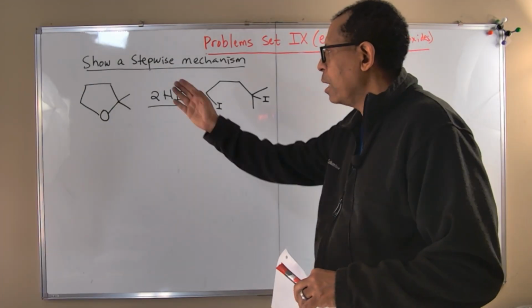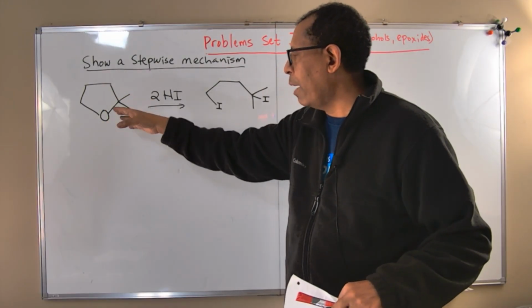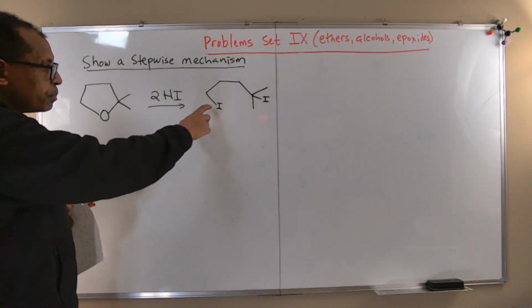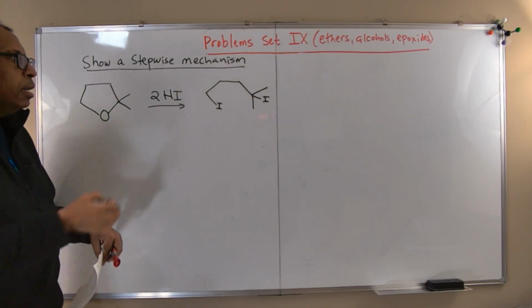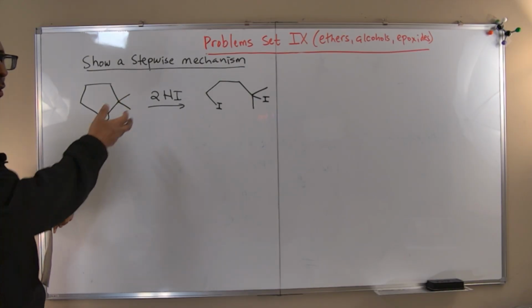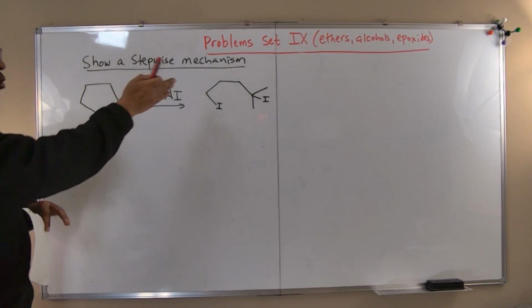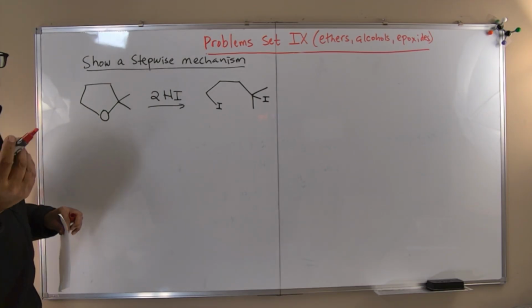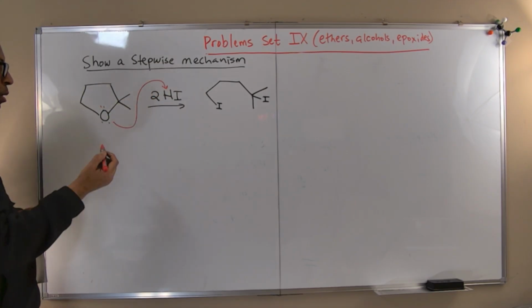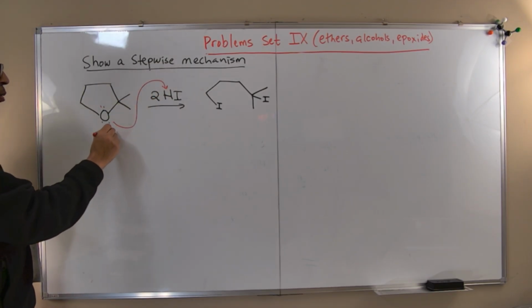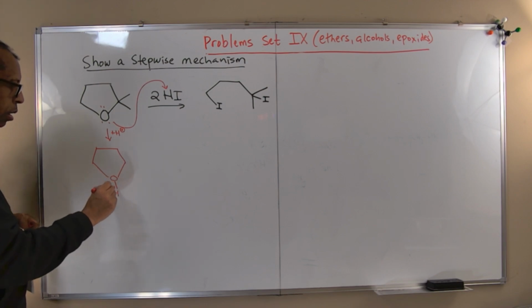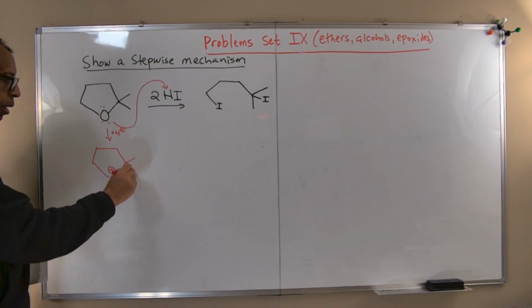Here we are asked to show a stepwise mechanism of this cyclic ether of a 5-member ring when it's treated with 2 moles of hydroiodic acid, a very strong acid, to give this diiodo open chain compound. How do you arrive at that compound? So it is for us to show the mechanism of treatment of this cyclic ether into that open chain system. Initially, always, the first step is the protonation of the oxygen with 1 equivalent of the proton. That means you'd have initial protonation that would give you OH and a plus. Obviously, you would have that.